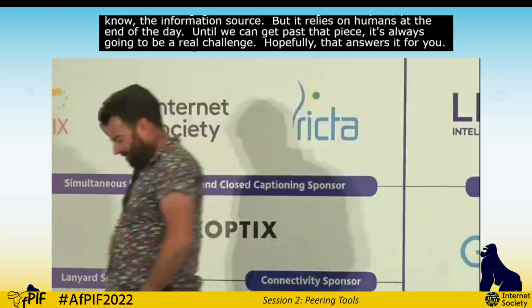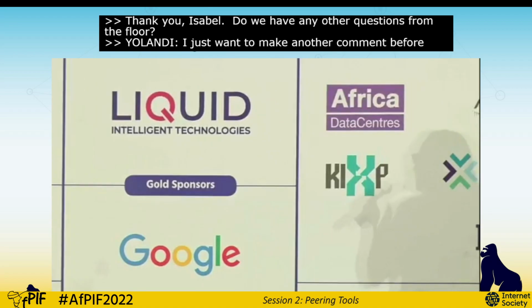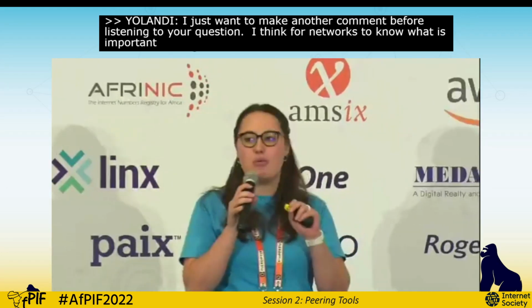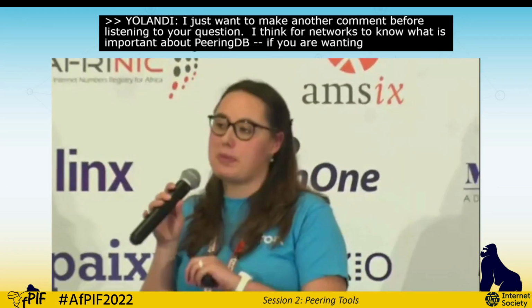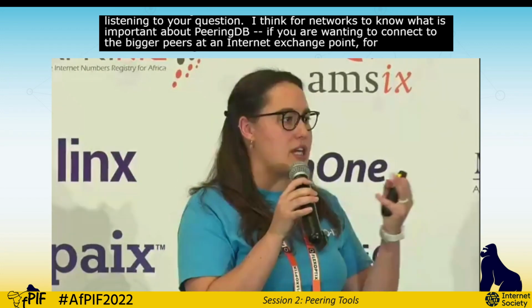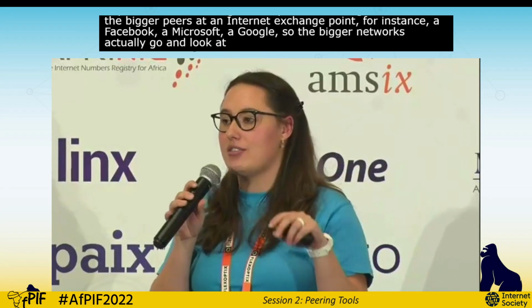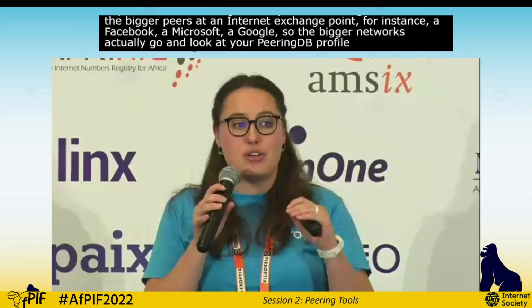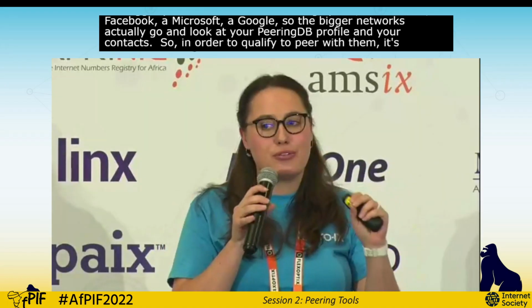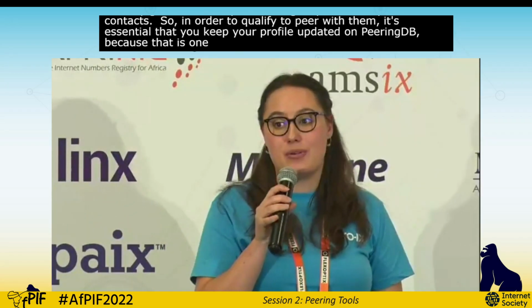Do you have any other questions from the floor? I just want to make another comment before listening to your question. I think for networks to know what is important about PeeringDB: if you want to connect to the bigger peers at an internet exchange point, for instance Facebook, Microsoft, Google, the bigger networks actually go and look at your PeeringDB profile and your contacts. So in order to qualify to peer with them, it's essential that you keep your profile updated on PeeringDB, because that is one of the requirements if you'd like to peer with them.